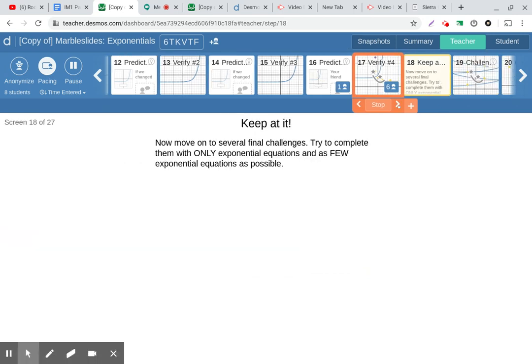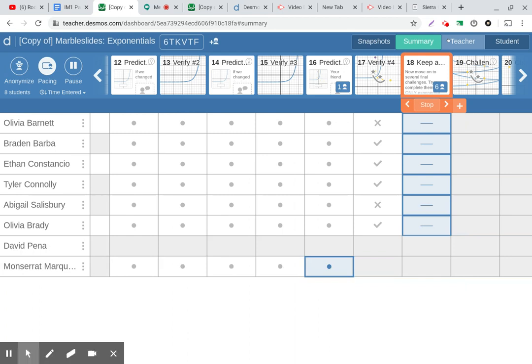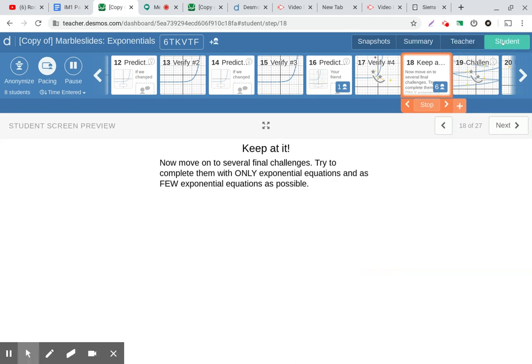All right, let's go to 18. Oh, this is the final challenge. Several final challenges with only exponential equations and a few exponential equations. What do you guys see in that one? Nothing. It's just a note. This is just the note. Okay, so here we go.